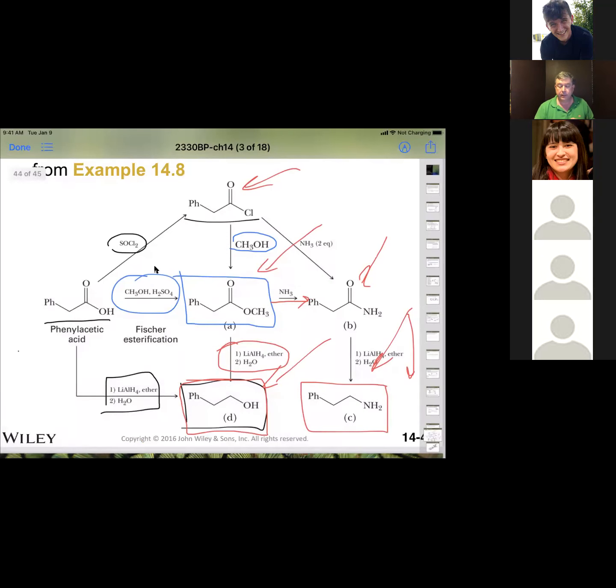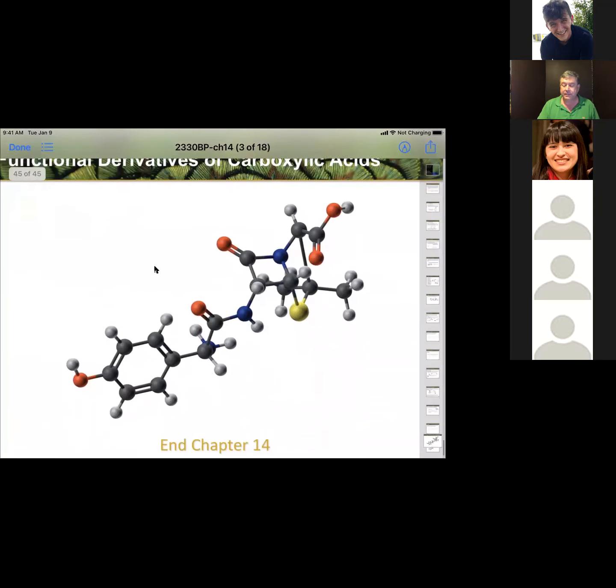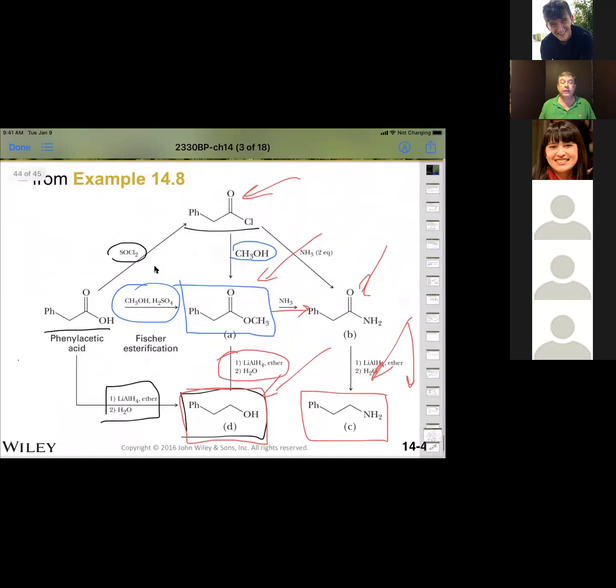Okay, let's see. I think that's the end of the chapter. So that's the summation of that. And this chart and the one with all the different carboxylic acid derivatives interconversions is really the summation of all the reactions in this chapter. Okay.